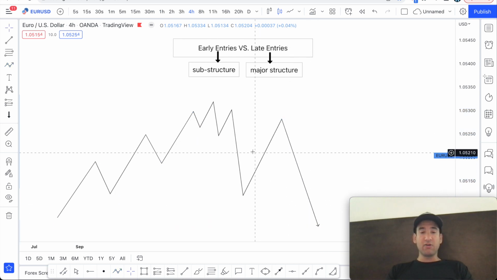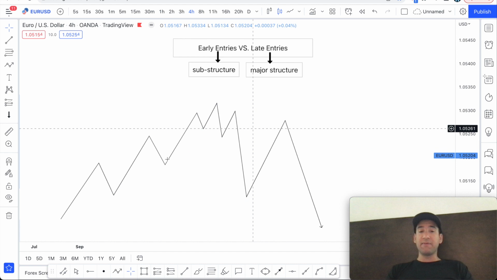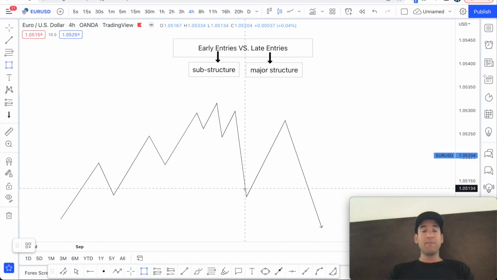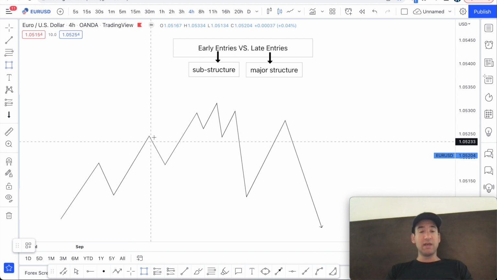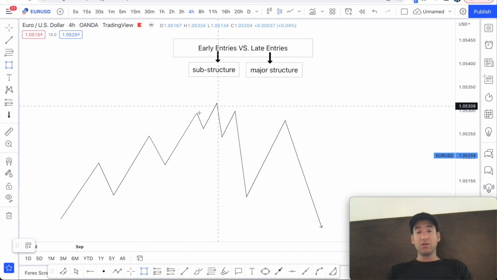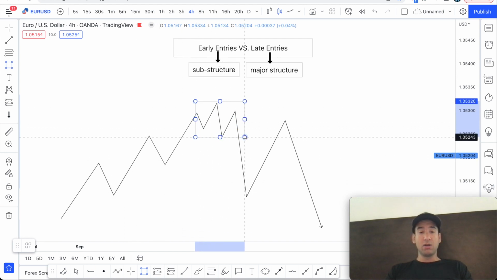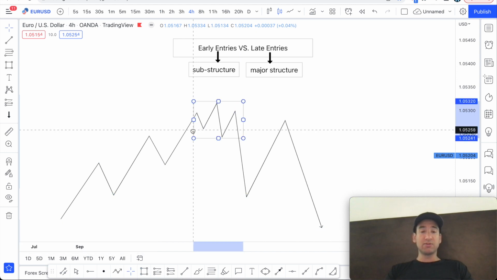In this diagram, you can see that there are different types of structure occurring in the market. You can see that prices are bullish. This is major structure pushing bullish, and all of a sudden you have the shift right over here, which is considered to be substructure.